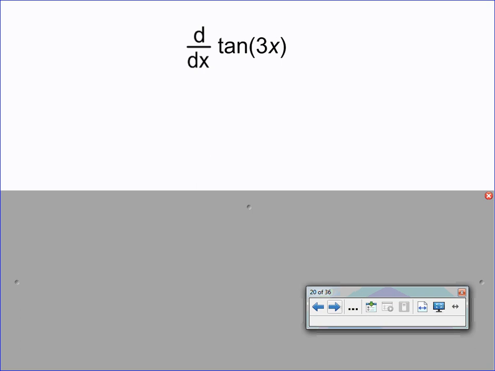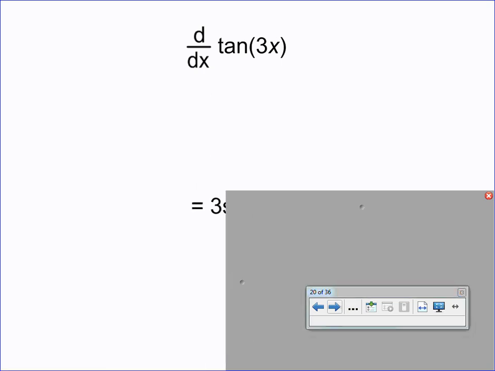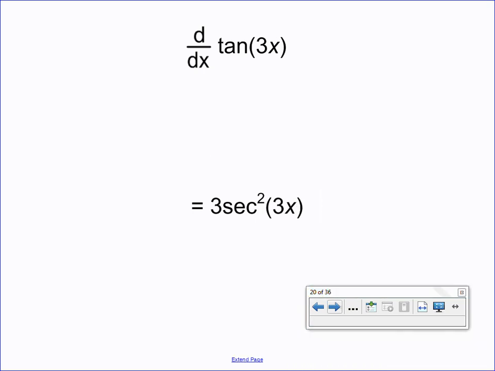Oh, we know these. We have them memorized. Most of us have these memorized. Get ready. Number 11. 3 secant squared 3x. Good job.